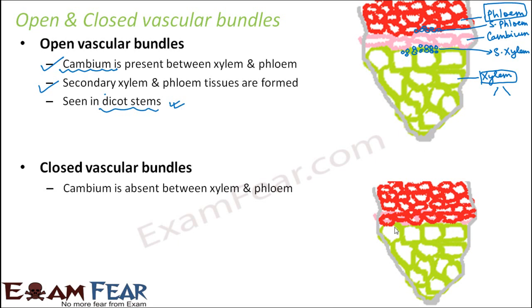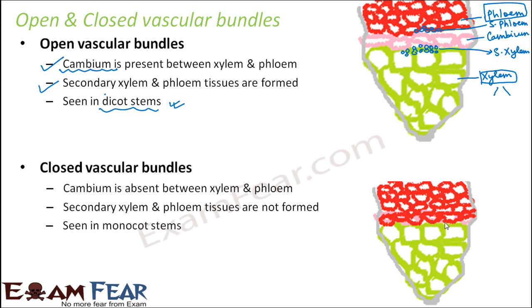Now if cambium is not present, that means, see here, this is xylem and this is phloem. So there is no pink layer here. So xylem and directly phloem. In this case, secondary xylem and secondary phloem tissues are not formed because cambium is not there. This is generally seen in monocot stems.